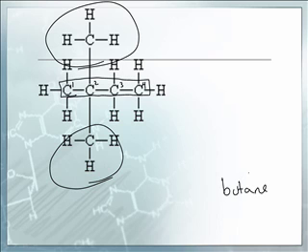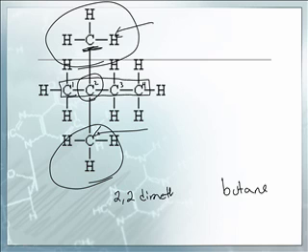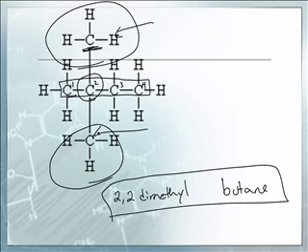I'm going to say that I have on carbon number 2 a 1 carbon branch, and on carbon number 2 another 1 carbon branch. So we're going to say 2,2 di, since it's a 1 carbon branch, methyl butane.